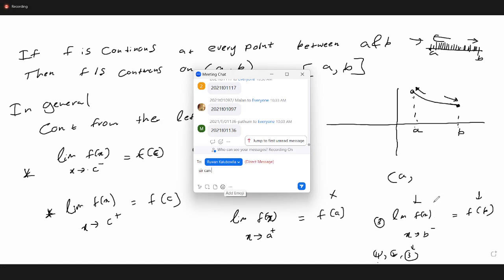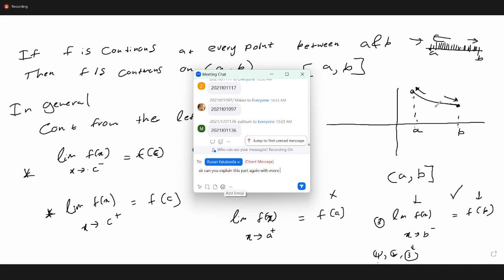Okay, f(b), yes, it is defined. Then the limit of f(x) when x approaches b from the negative end, yes, it exists, and the values for this one and the values for f(b), these two are also equal, right? Then we can include the point b in the range.